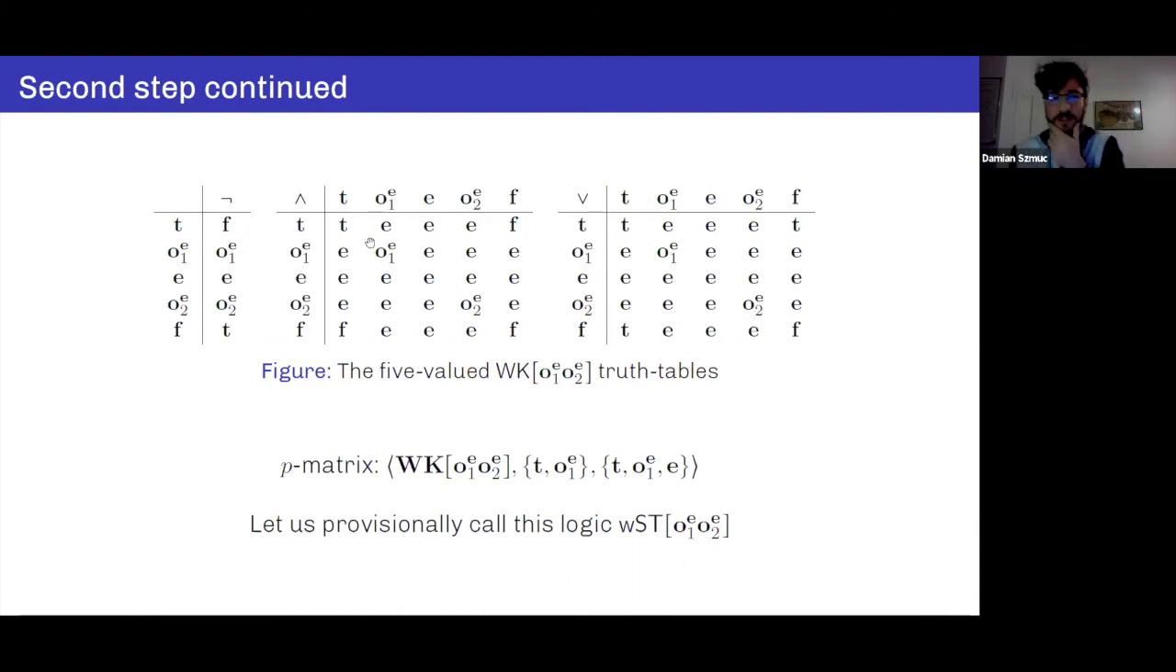Doesn't really matter, okay? These two truth values play exactly the role that we were supposed to get from the lemma that we had before. One of them is going to be designated for premises and for conclusions, and it's going to be a fixed point for all operations, okay? The other one is going to be undesignated for premises, undesignated for conclusions, and it's also going to be a fixed point of all the operations.